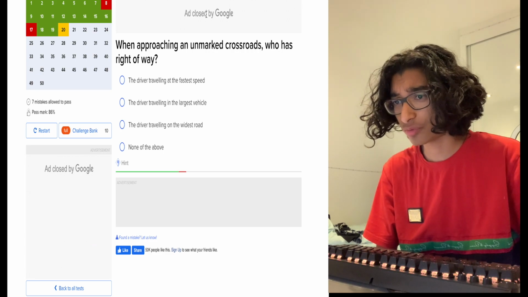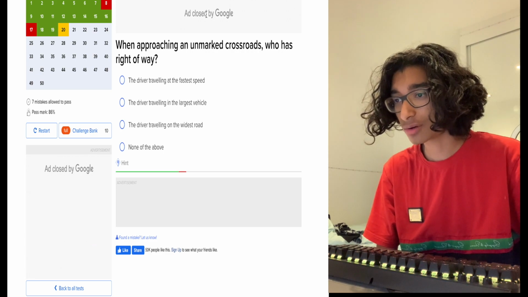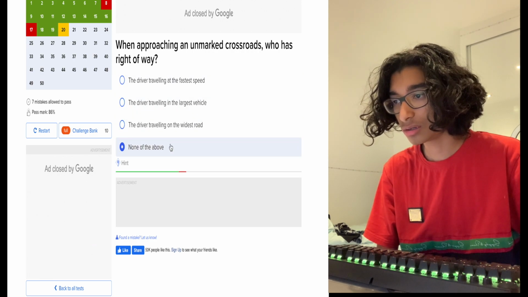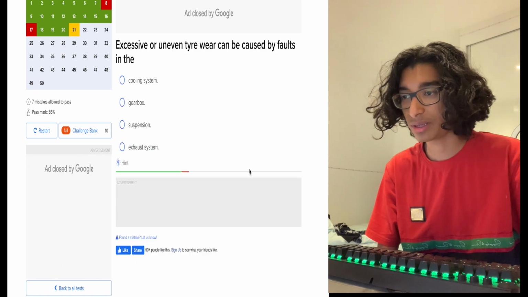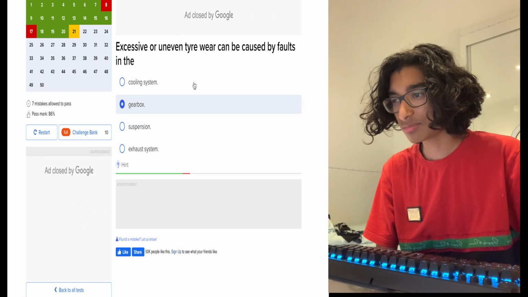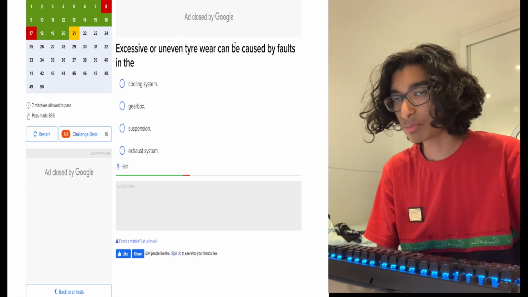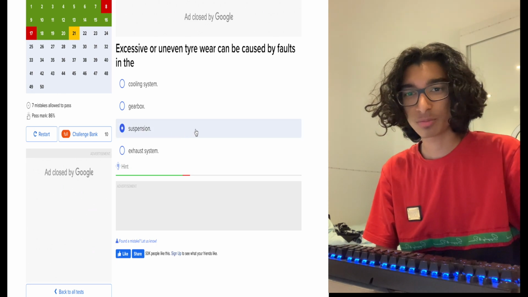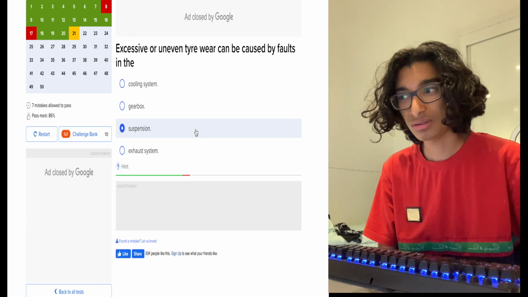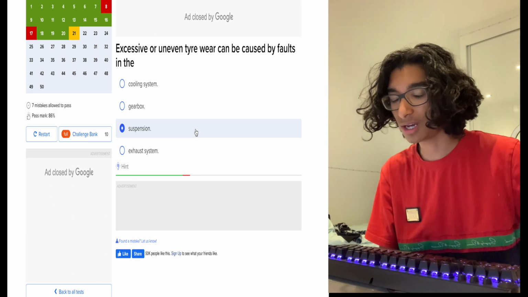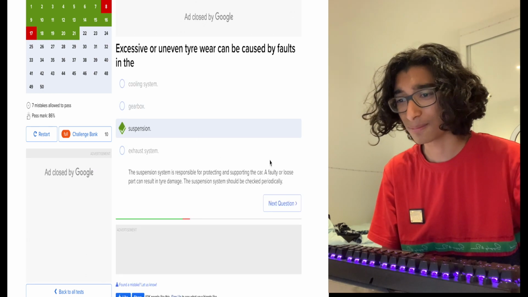When approaching unmarked crossroads, who has the right of way? The driver travelling at high speed? No. No. None of the above? Yeah, it can't be any of them. Excessive or uneven tyre wear can be caused by faults in the cooling system? No. Why would that have to do with tyres? Gearbox? Why would that have to do with tyres? Suspension? I think it could be suspension because I remember on my bicycle I had to turn the suspension on, and I don't even know. I think it is suspension.